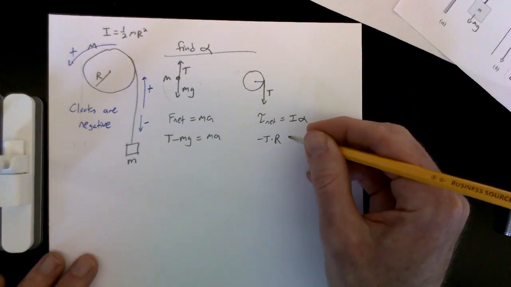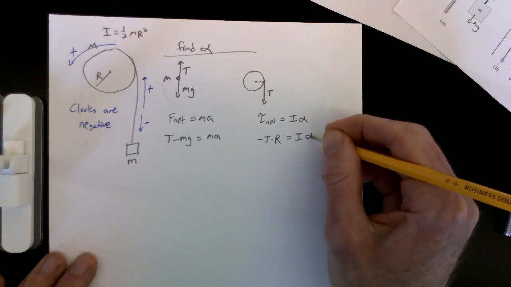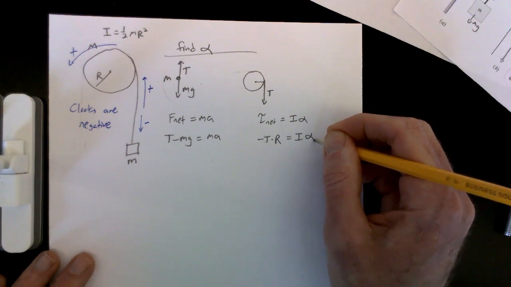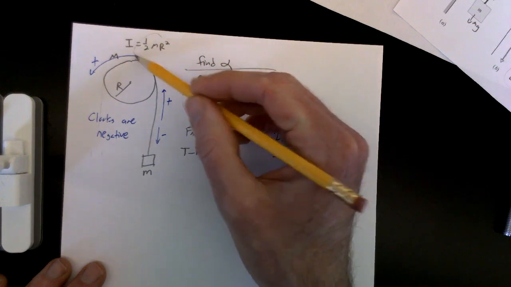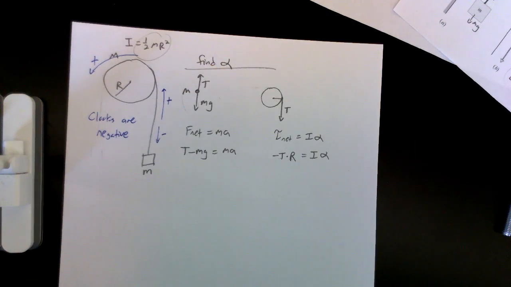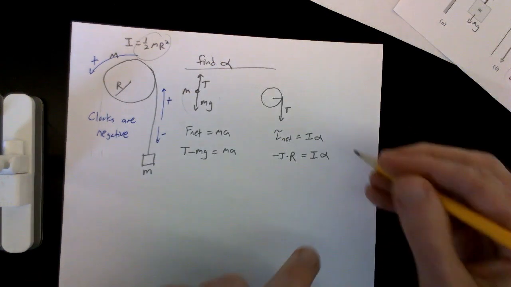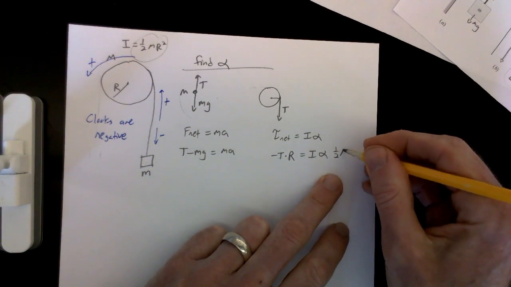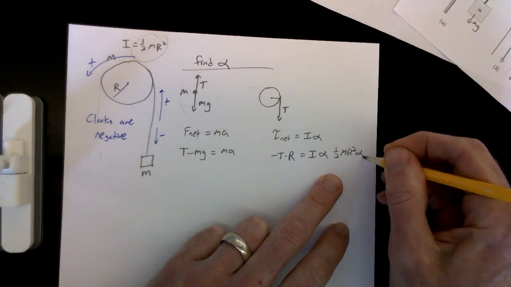So that's our net torque, and then this is just I times alpha. And because this disk has I equal to 1/2 mr squared, we can just go ahead and write that as 1/2 mr squared times alpha.